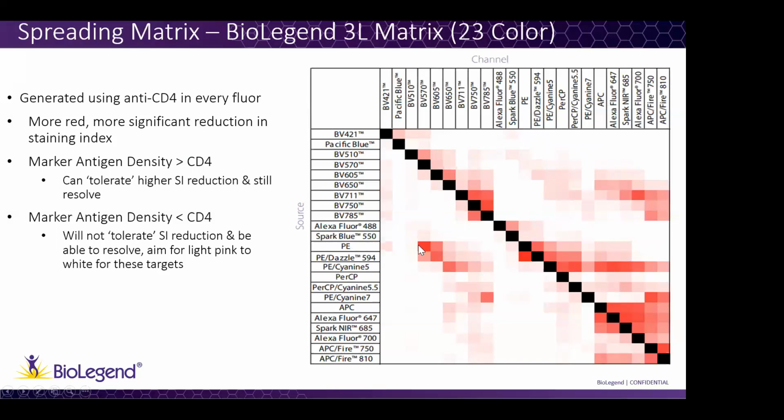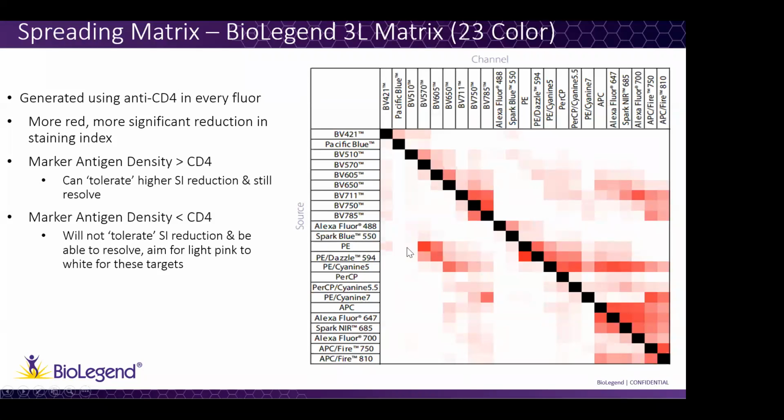And you should avoid, if possible, this combination, because this will reduce the staining index of BV570. Of course, in some situations, if you design PE on something that is really low expressed, lower than CD4, and then you design BV570 on something that is really strongly expressed, maybe they can compensate for this reduction in the staining index. But you are on the safe side if you try to avoid these red boxes. So that will help you.